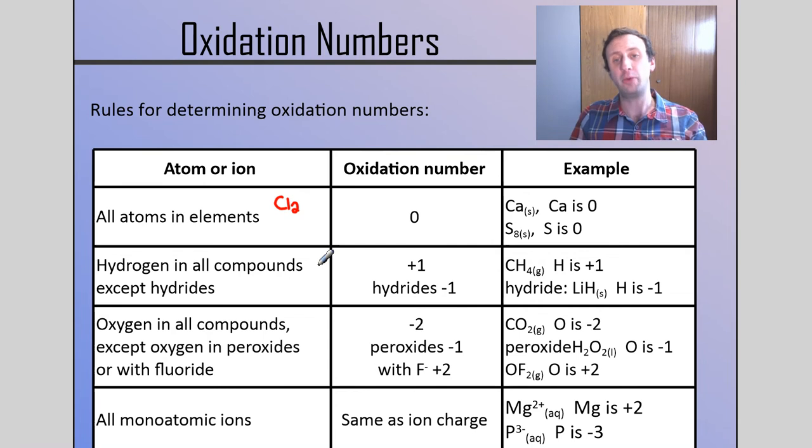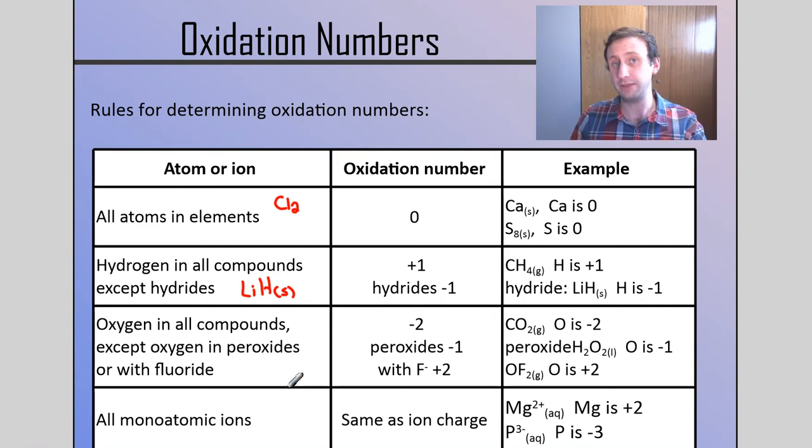Hydrogen is almost always +1, except for if it's in a hydride. So that means that hydrogen is acting as an anion. So for example, if I have lithium hydride, so notice it's with a metal here, and hydrogen is acting as an anion, then it's -1. But almost always with what we're going to be doing, it's going to have an oxidation number of +1 if it's in a compound. So for example, CH4 is +1, and there's lithium hydride again is -1.